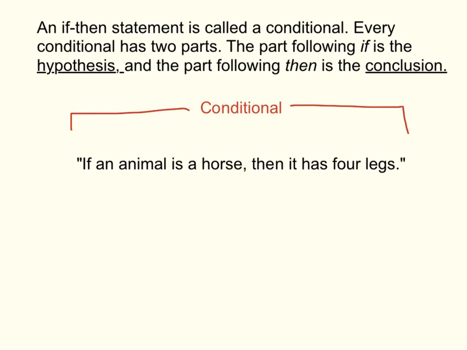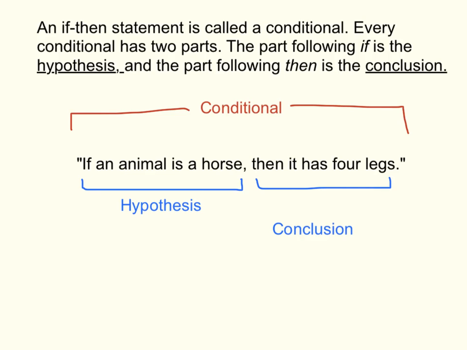Now the beginning part is called the hypothesis. The ending part, which is after the then, is called the conclusion. So that's the whole thing. It's a statement that's true. If an animal is a horse, then it has 4 legs.